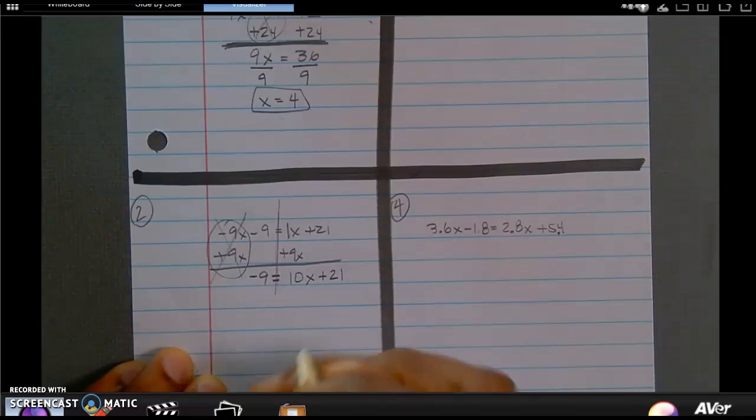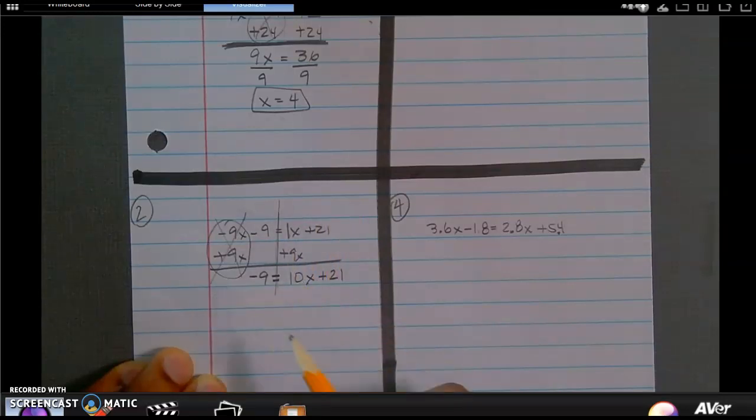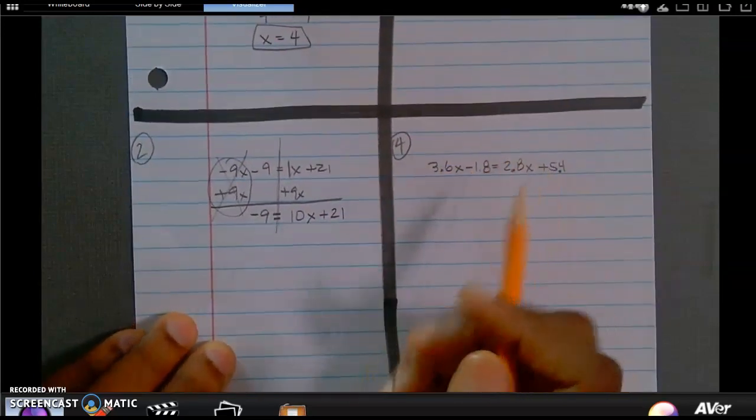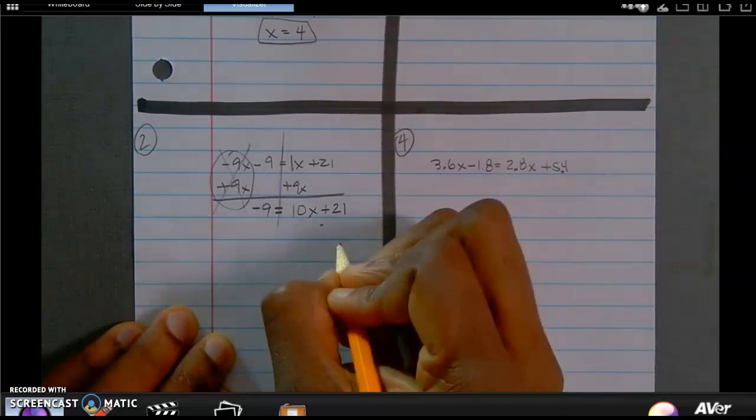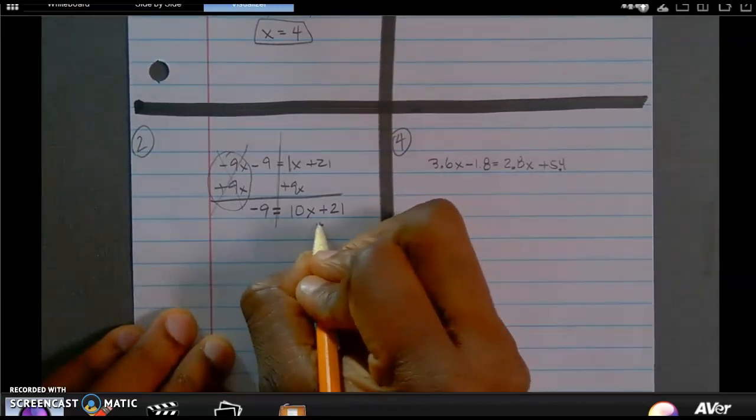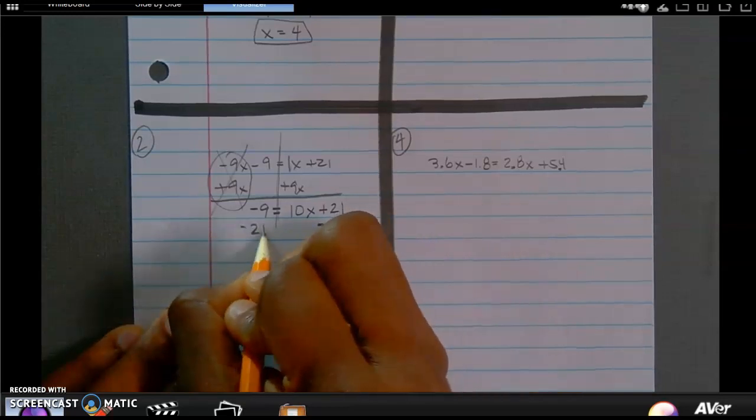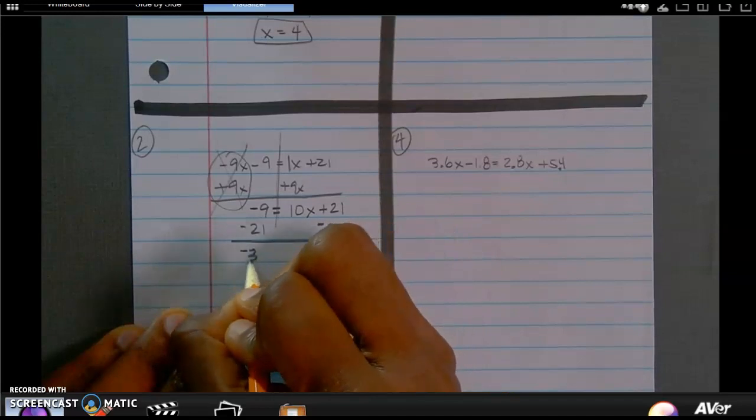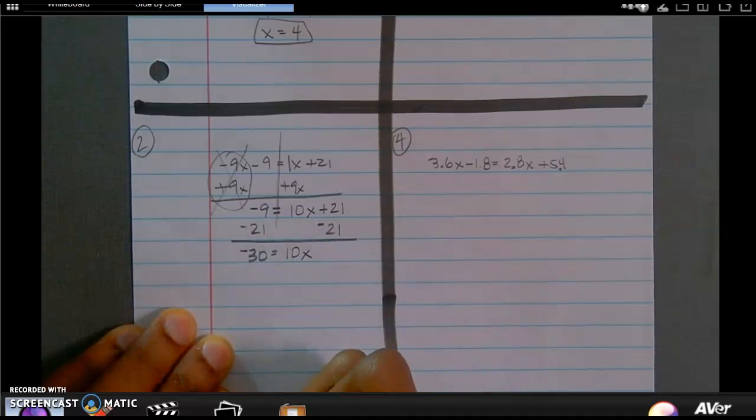equation. Now, remember, this may not look like what you're used to where the variable is always over there, okay, with a constant. I'm going to do it so that you see exactly that you can do the exact same thing. In order to get this variable and coefficient by itself, I'm going to use the additive inverse. I'm going to add negative 21 to both sides. This becomes negative 30 is equal to 10x.